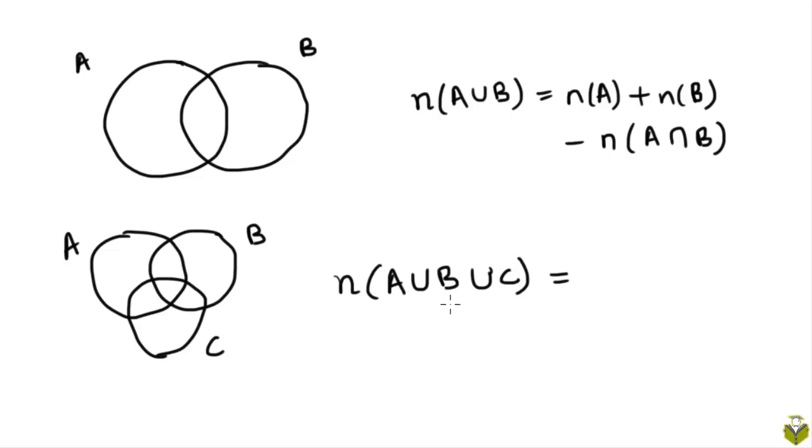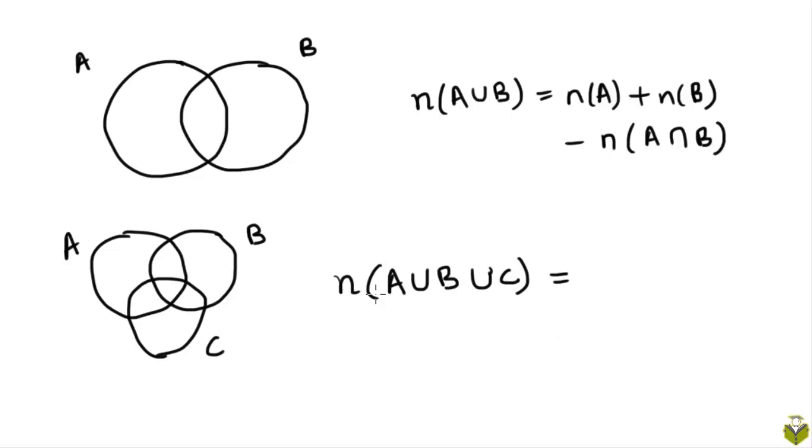Could we express the number of elements in A union B union C in terms of the number of elements in the individual sets A, B and C and various intersections of these sets? So notice here that the union was expressed exclusively in terms of the individual sets and intersections. There were no unions on the right hand side. Similarly, can we express this union purely in terms of the individual sets and their mutual intersections?